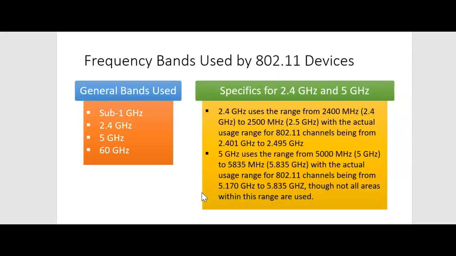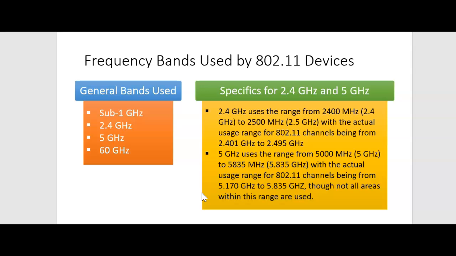Now, what frequency bands are used in the 802.11 standard? Well, there are 4 general bands. There's a sub 1 gigahertz band. There's the 2.4 and the 5 gigahertz, which definitely are used the most in wireless LANs, and then the 60 gigahertz band. Now, the 2.4 gigahertz range is from 2400 megahertz, or 2.4 gigahertz, to 2.5 gigahertz.